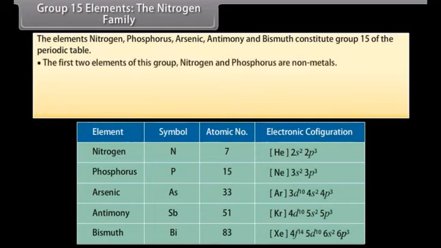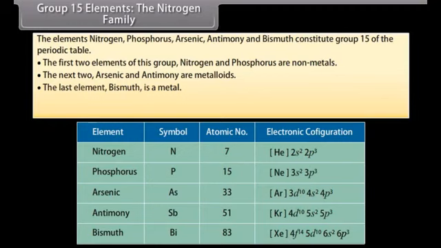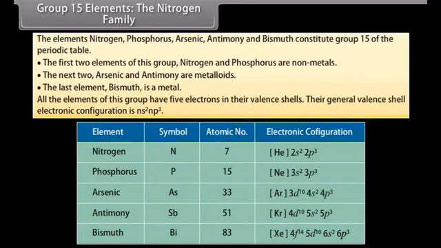The first two elements of this group, nitrogen and phosphorus, are non-metals. The next two, arsenic and antimony, are metalloids. The last element, bismuth, is a metal. All the elements of this group have 5 electrons in their valence shell. Their general valence shell electronic configuration is ns2 np3.